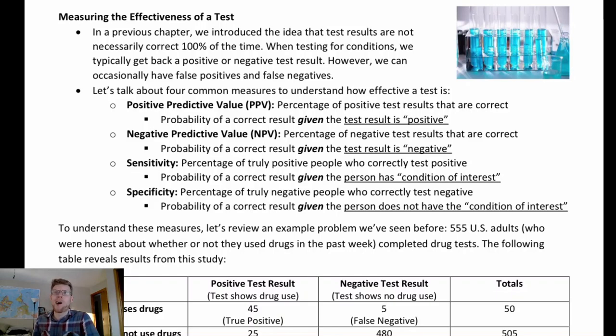Now, sensitivity and specificity are really close to these previous two, and they're really easy to get mixed up. Sensitivity is the percentage of truly positive people, the people who really have this thing, who will correctly test positive. So it's just flipping around the condition, flipping around what I'm starting with. With sensitivity, it's the probability of a correct result given the person being tested has the condition of interest, that they have this disease or whatever we're testing. So if I really have COVID-19, sensitivity is the probability that I'm going to get a positive test result. Specificity is the opposite: it's the probability of getting a correct result given that you don't have this condition. If I don't have COVID-19, specificity is the likelihood that I correctly test negative.